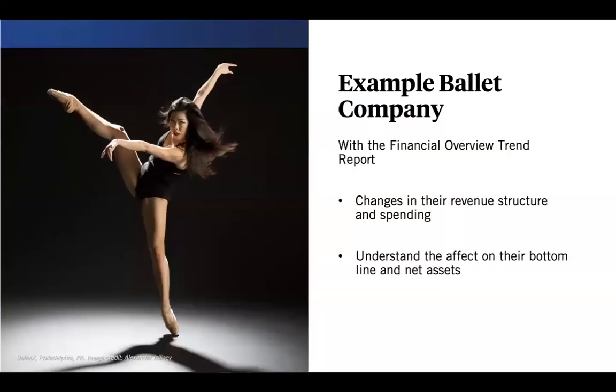So when the Example Ballet Company looks at this report, it will help them talk about and understand how their revenue and spending has changed over time. And it will allow them to answer questions like, have the sources of revenue that they've depended on shifted? And how has their spending kept pace with their revenue? They can also look at how all of this has impacted their bottom line and net assets.